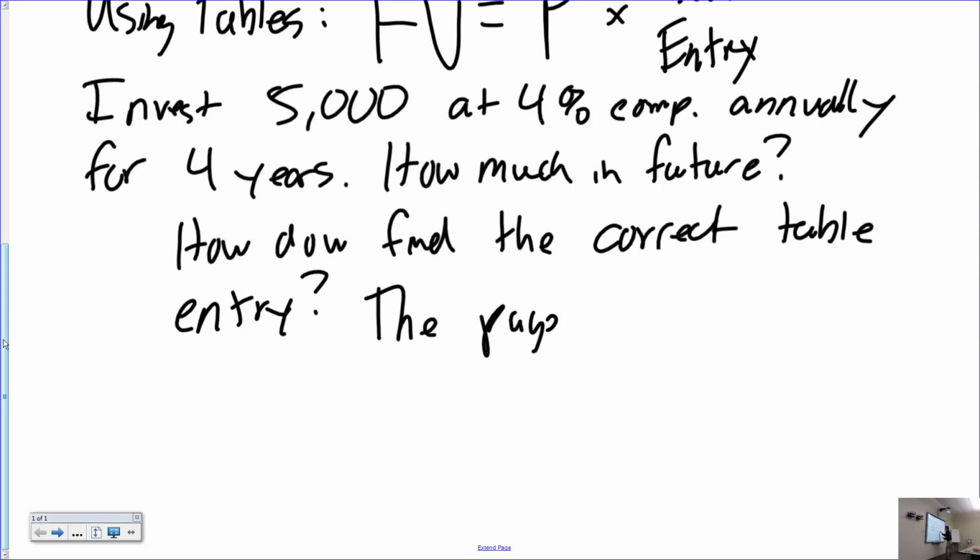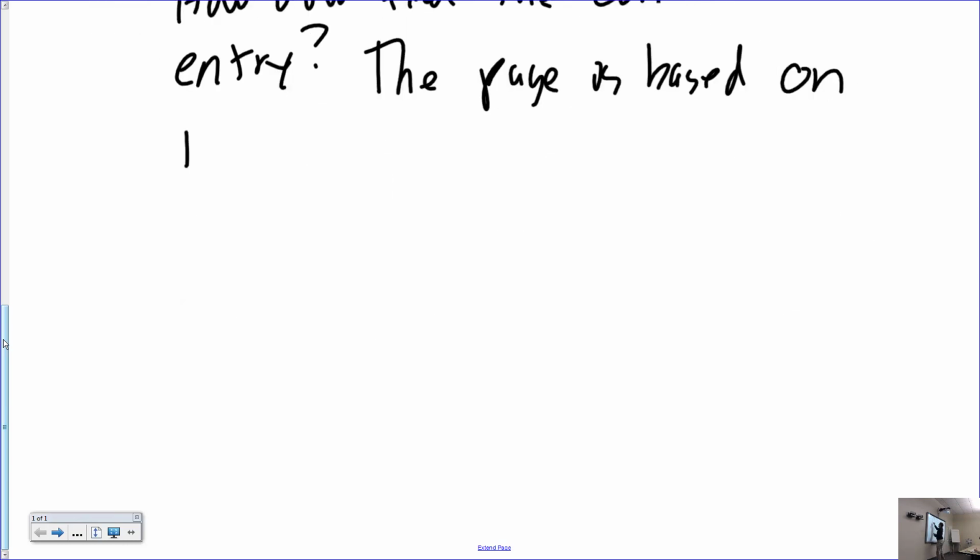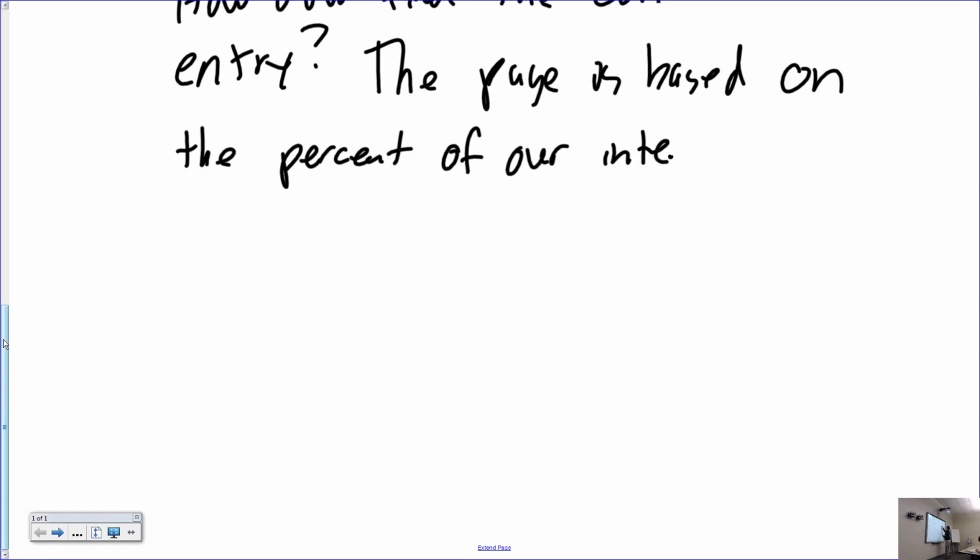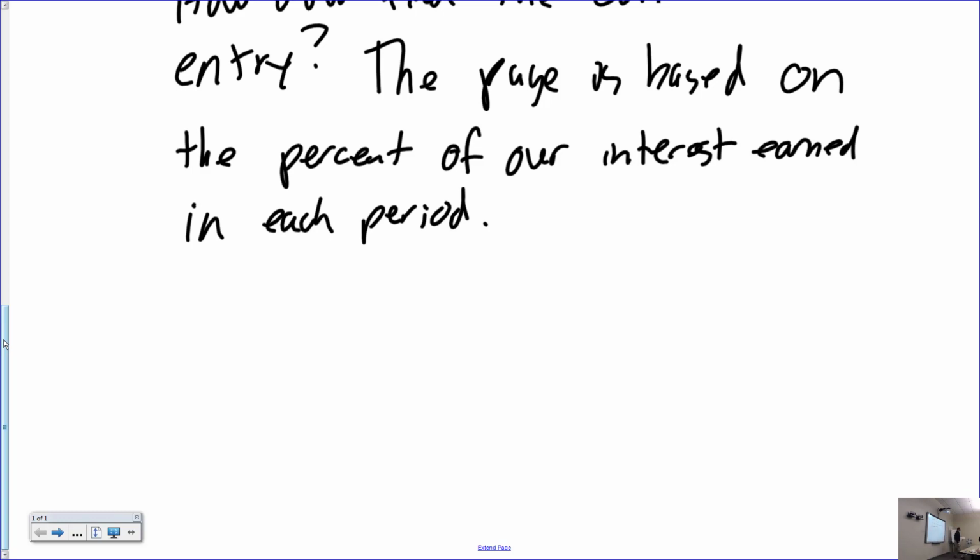The page is based on the percent of our interest earned in each period. So in this case, what percent were we earning? 4%. So guess what page we turn to? 4%. So let's turn to the 4% page.